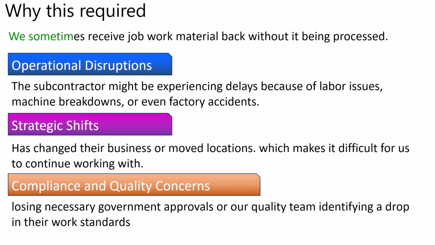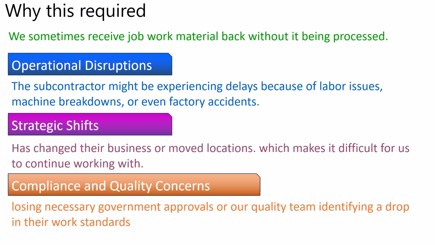We sometimes receive job work material back without it being processed. This can happen for several reasons. For example, the subcontractor might be experiencing delays because of labor issues, machine breakdowns, or even factory accidents. It could also be that the subcontractor has changed their business or moved locations, which makes it difficult for us to continue working with them. There could be other reasons, such as them losing necessary government approvals or our quality team identifying a drop in their work standards.